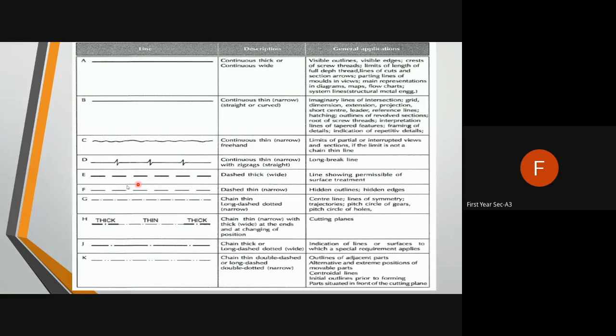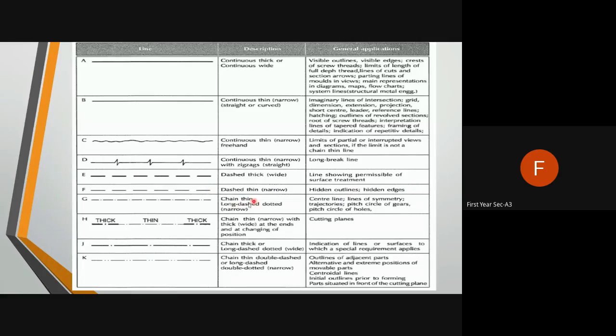And then these are known as dashed thin or narrow lines. It is also known as hidden outlines. If you want to show the things which are hidden, then these lines are drawn. Hidden edges or hidden outlines, for that purpose it is there.